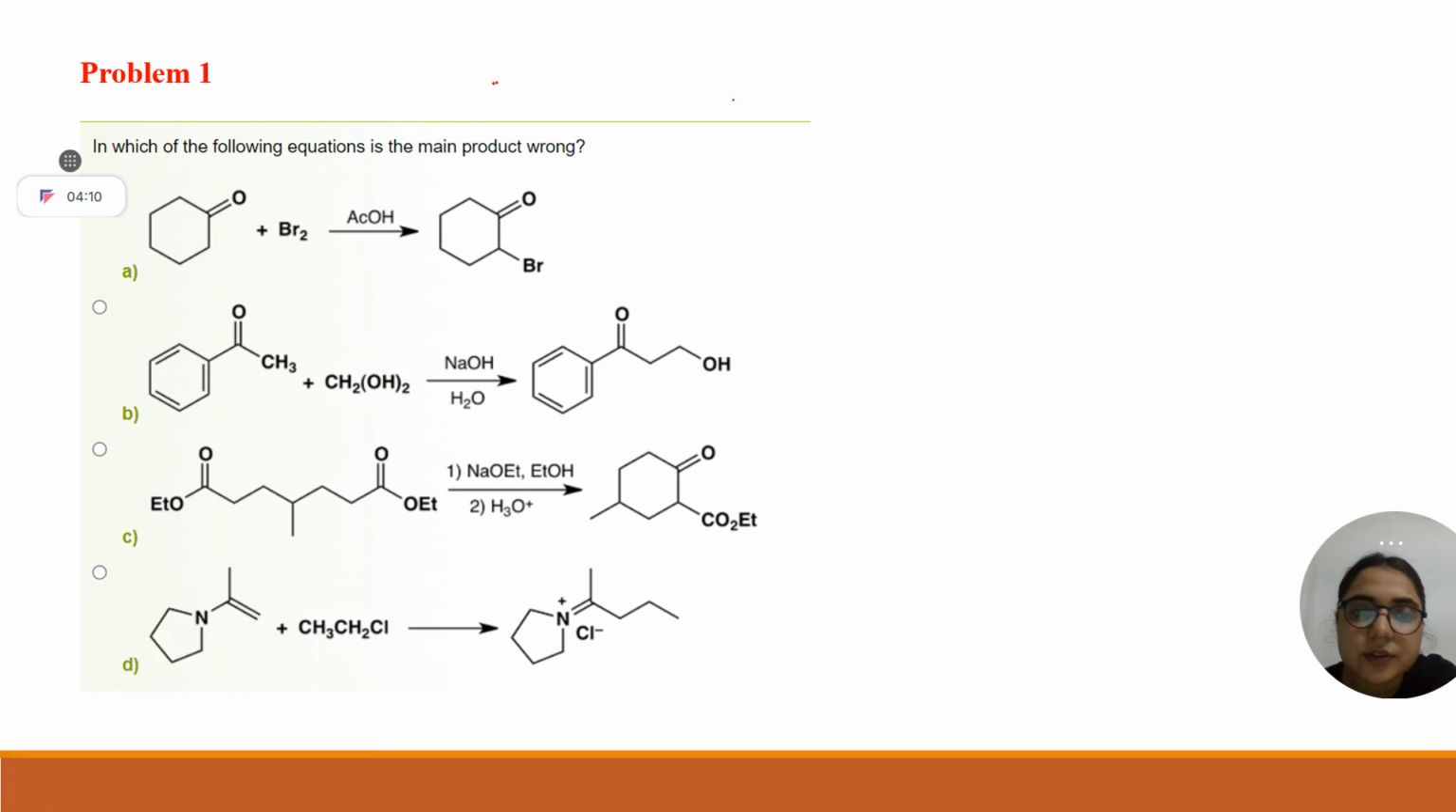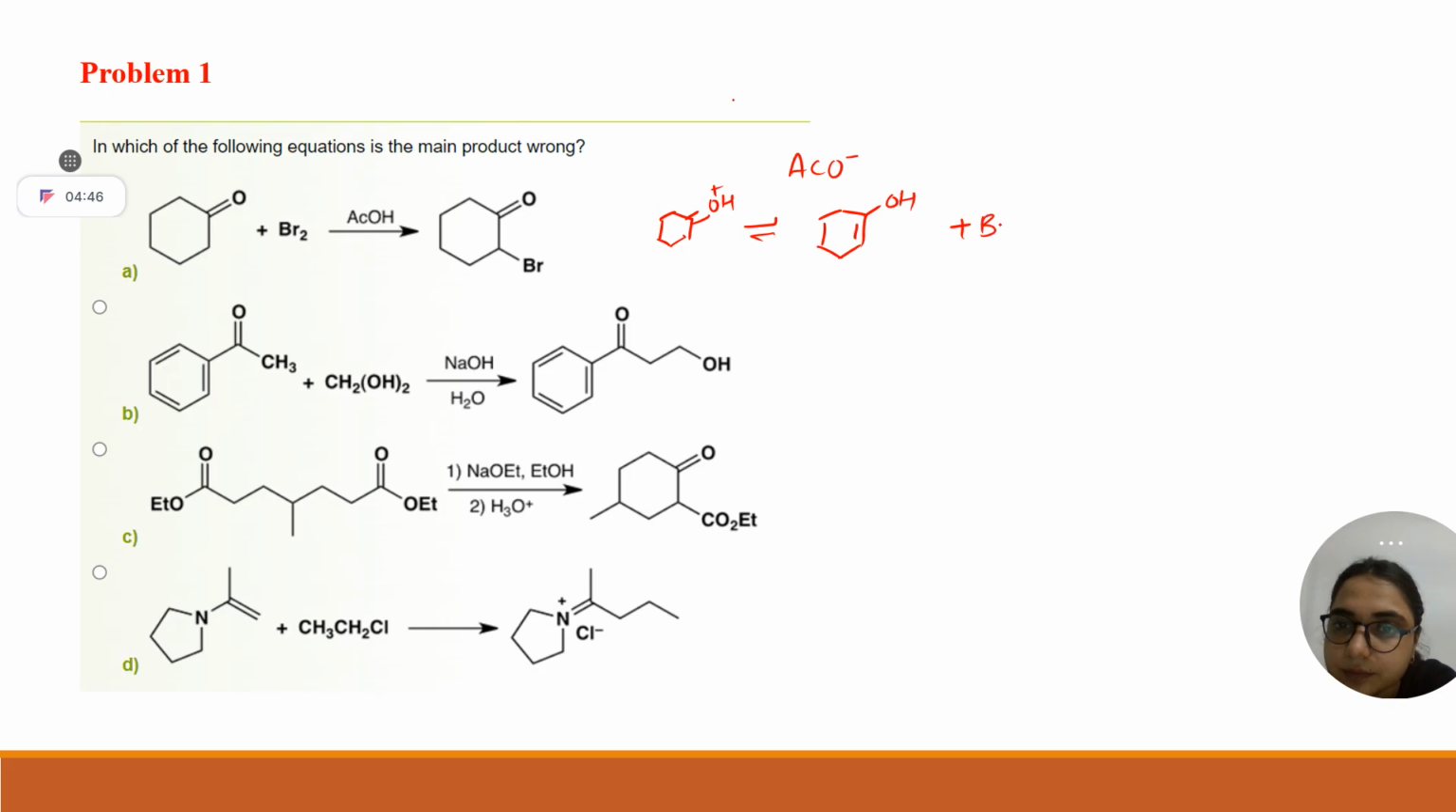Okay, so in first option A, simple. This acid is going to activate your ketone, right? After activating it, OAc minus is going to abstract this proton, and it will form your enol. Not enolate, enol. Why enol? Because it is acidic media, right? Clear?